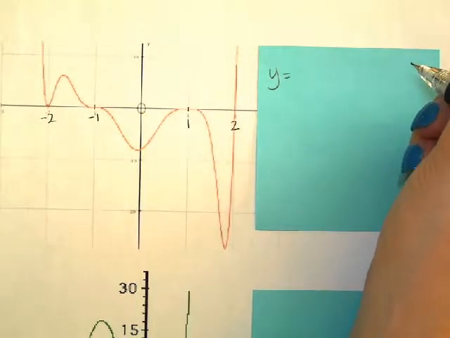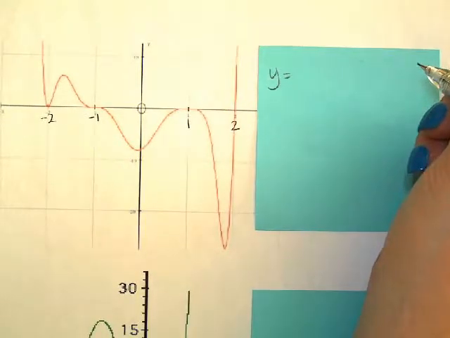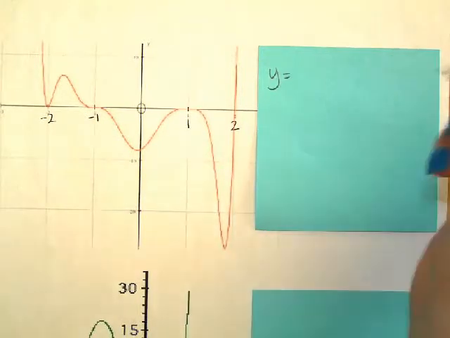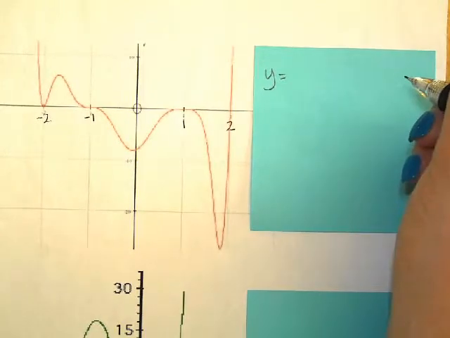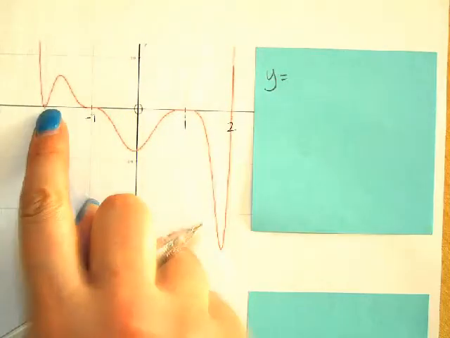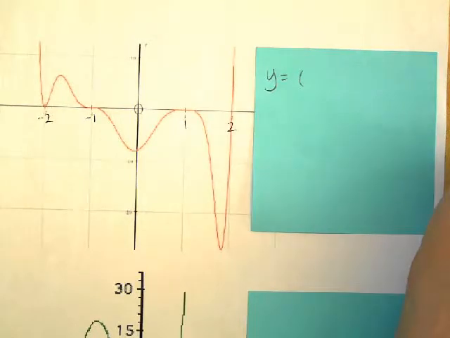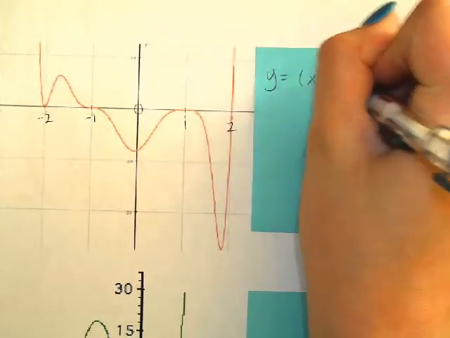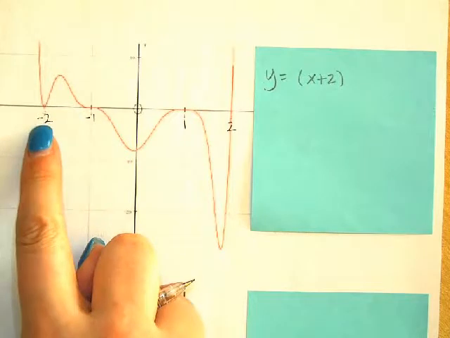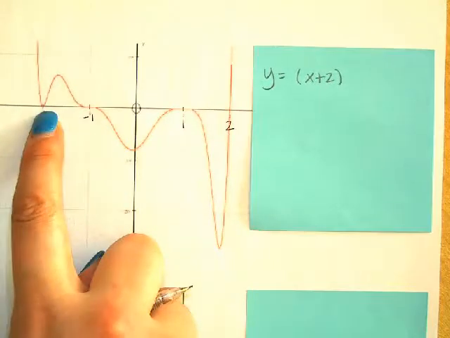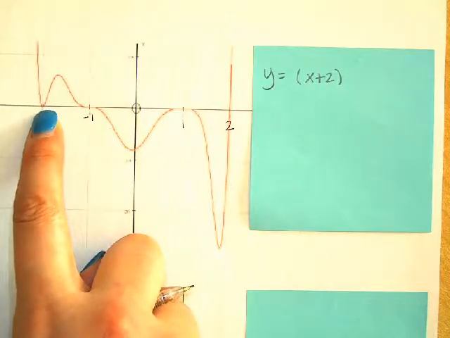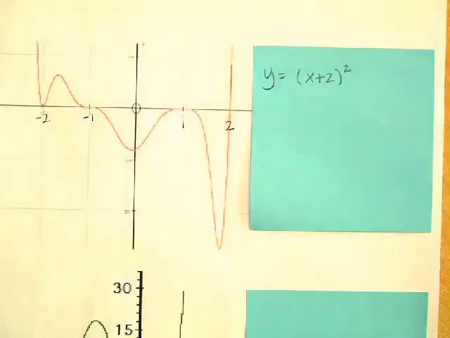All right, do we have an even degree or an odd degree? Even, all right. Positive or a negative coefficient? Positive. Okay, what should I start writing? What do I put in the parentheses? X plus 2. All right, what multiplicity did it have? A squared. You see how it bounced? Yeah, that's a mini parabola right there. Okay, so that's a squared.